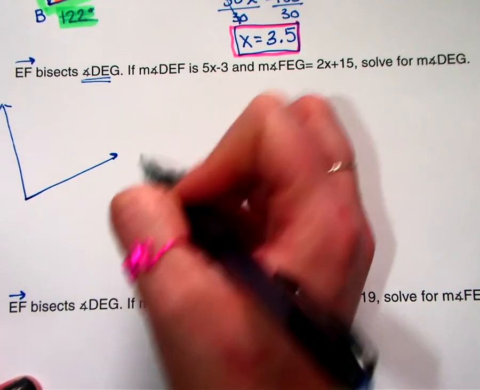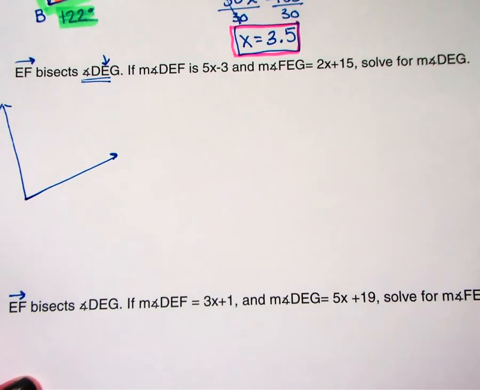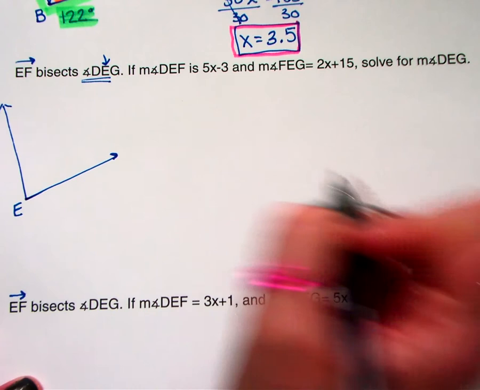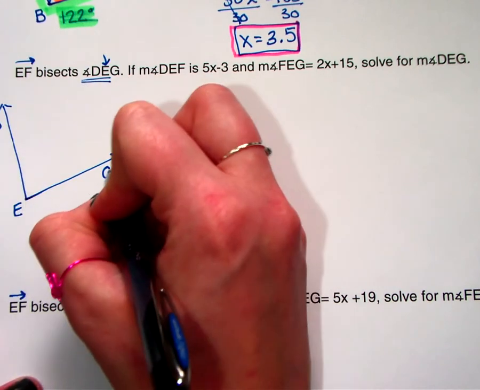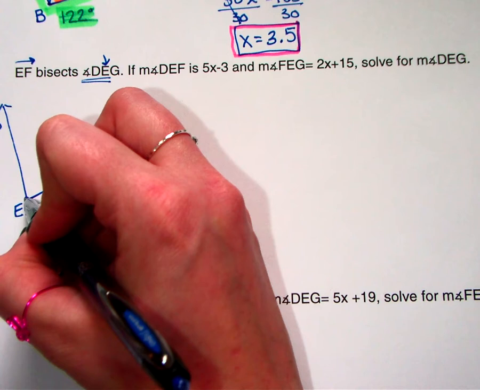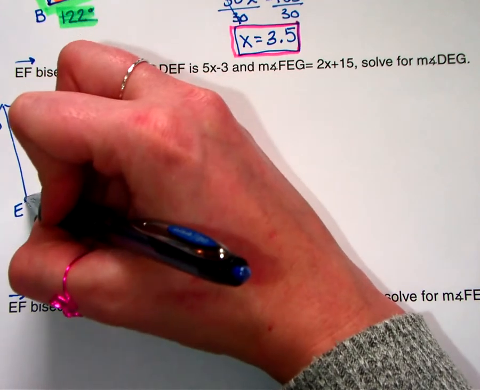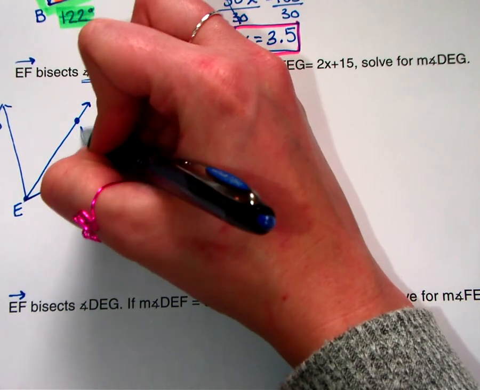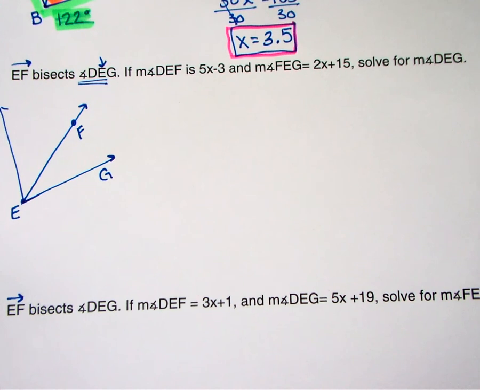The vertex of this angle is E because it's in between the other two letters. So the E goes here, and then I'm going to put D and G by the arrows. Now EF is the bisector, which means the ray starts at E, and F is actually going to be on the line that cuts the angle in half.